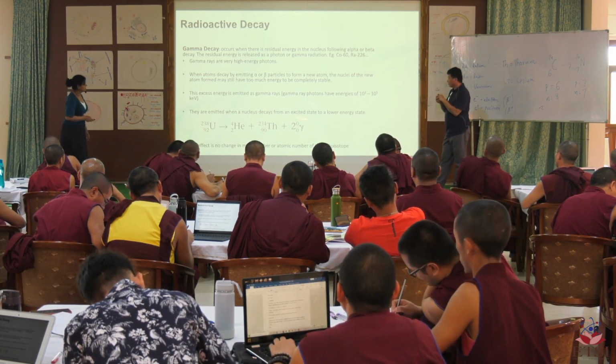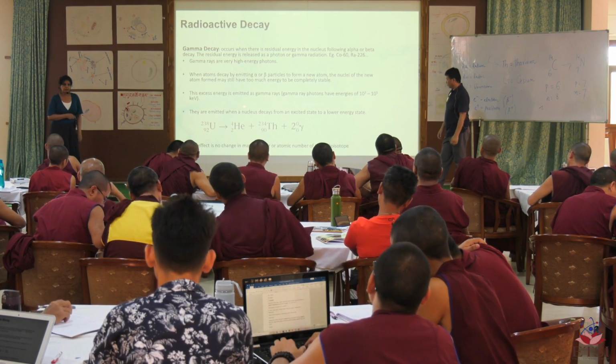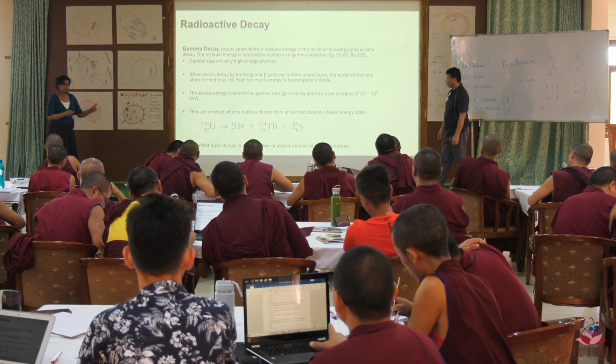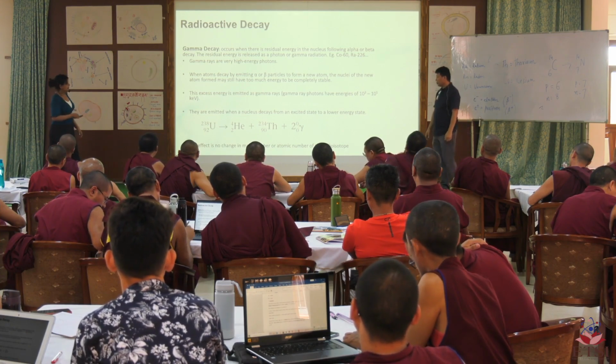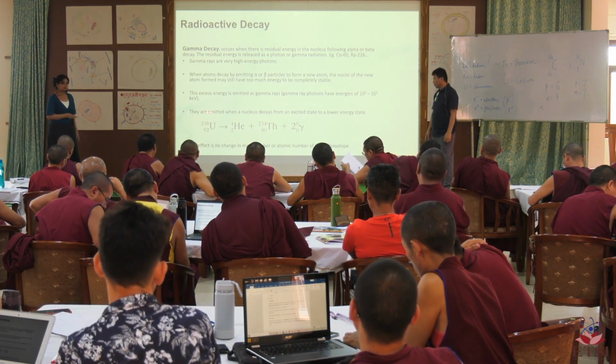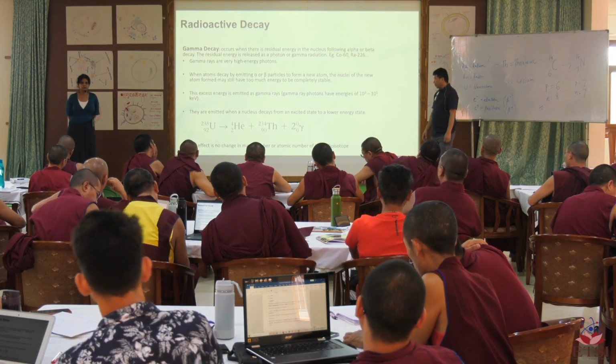So this is an example of gamma decay. So gamma decay always follows the alpha or beta decay. What particle is emitted here, alpha or beta, in this reaction?